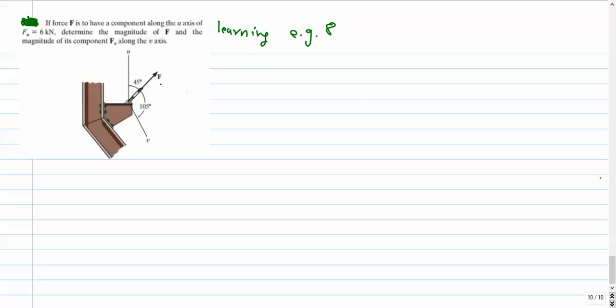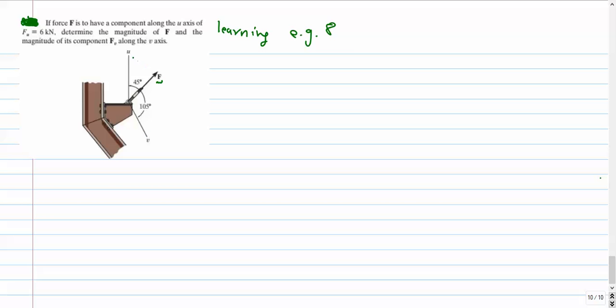So here's a problem that says if force F is to have a component along the u-axis of 6,000 newtons, determine the magnitude of F and the magnitude of its component Fv along the v-axis. So here we see the force F, and they have given us a set of axes that are once again not perpendicular to each other. So we are going to use the vector triangle method.